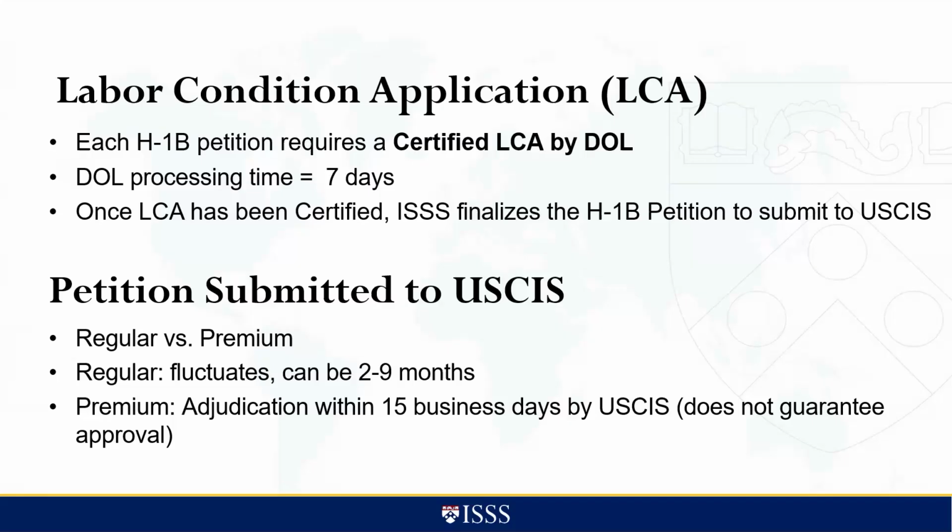Once we have all that, we submit it to USCIS with either regular or premium processing. Regular processing right now, I just looked it up, is at 8 months. So pretty long. But premium processing still requires the USCIS to respond within 15 business days. So 3 weeks, more or less, for a response.